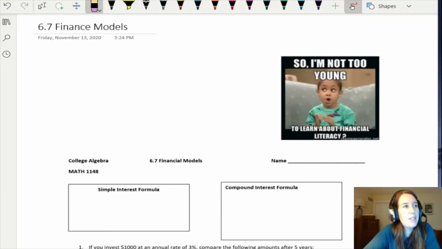So today we're going to be talking about finance models and how we use exponents and logs to find out how much interest we would have to pay on a loan, or how much interest a savings account would generate. And so we're going to be looking at several formulas that banks would use to calculate either how much they have to pay you or how much you have to pay them. So let's get started.